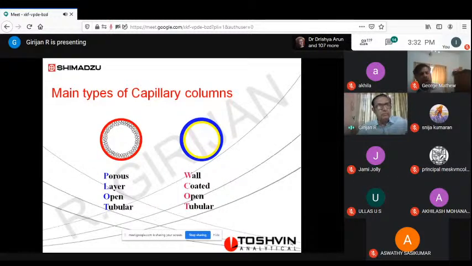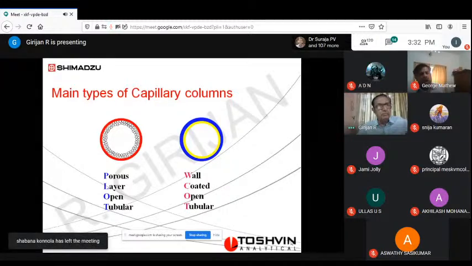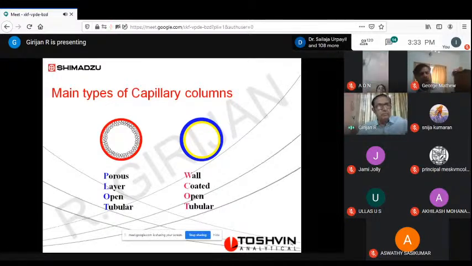I just want to spend 2 minutes on the main types of capillary columns. There are two different types of capillary columns. One is known as a PLOT column, porous layer open tubular column. Here you can see inside, that is the left-hand side, the red circle. That's a PLOT column. So inside, what is the coating? It is not a liquid coating. It's a coating of a solid particle.